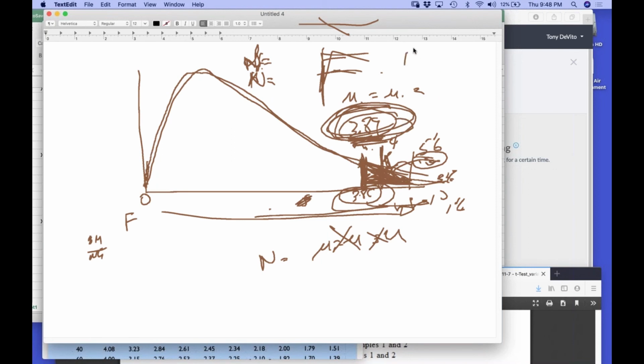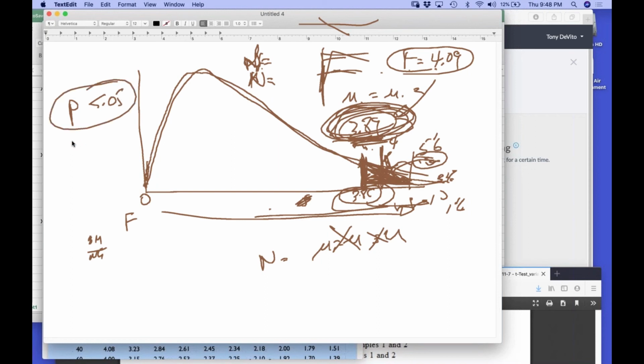So our actual F value was calculated to be, I don't remember exactly, about 4.09. Our critical value is 3.09. Since our calculated F value exceeds our critical value, the probability that we would get this big a difference is less than 5% chance. Since P is less than alpha, where alpha was 0.05, we reject the null hypothesis that the 3 means are equal.